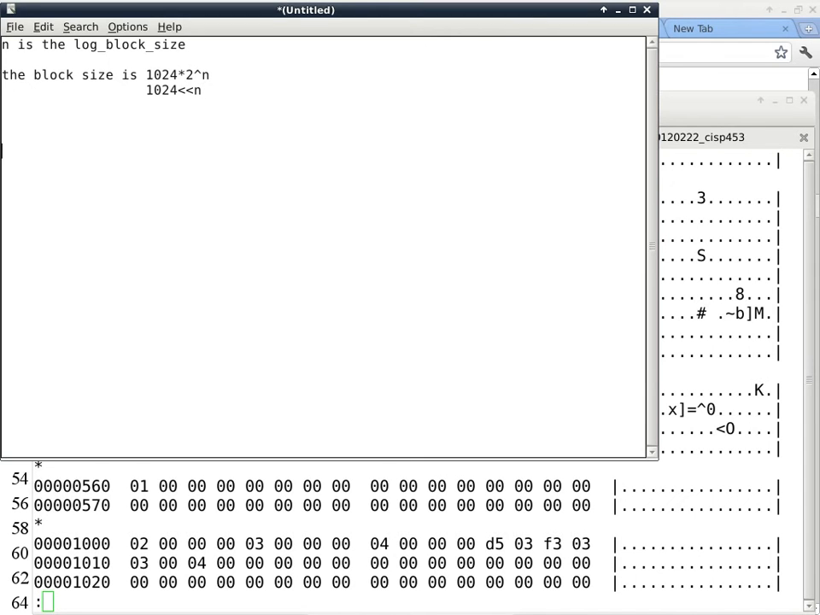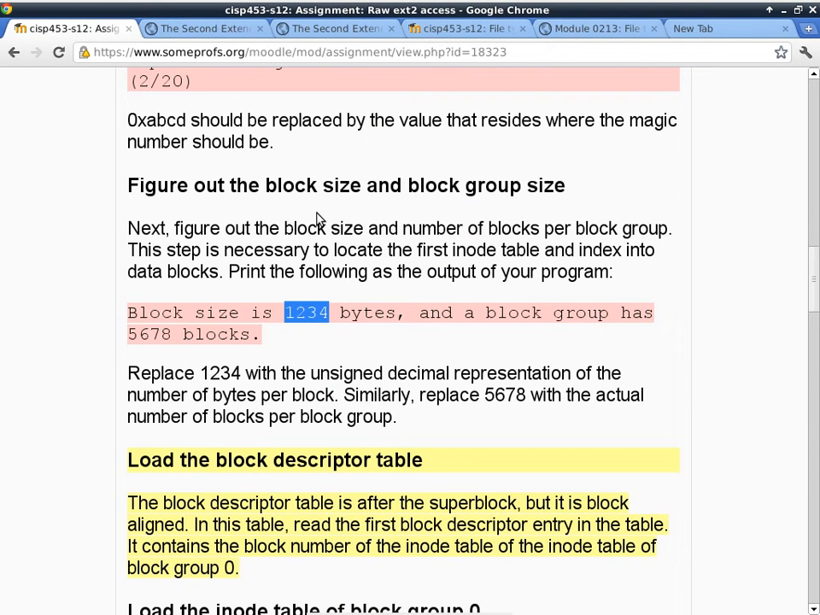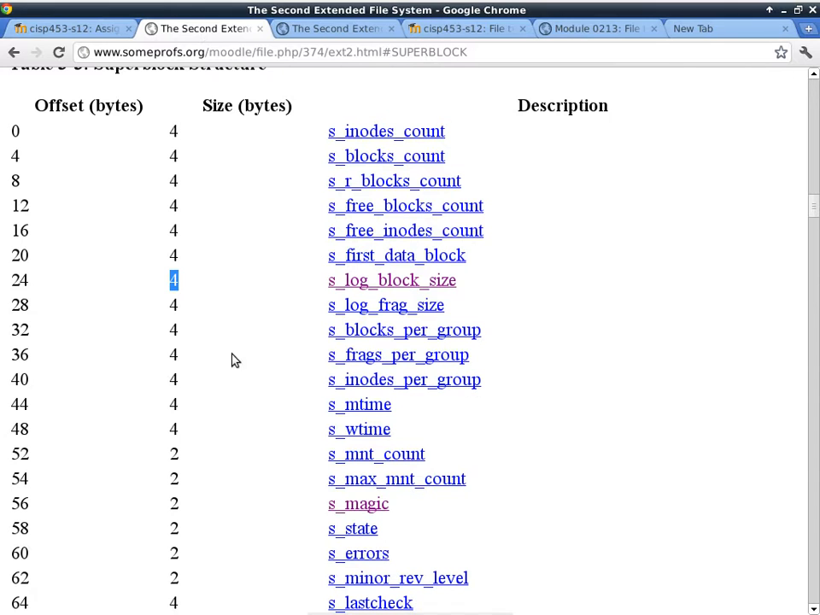Okay, so I'm just going to write some notes here. So in our test case, the block size is 4,096 bytes. Okay. So we got one part of the assignment done here. And then the next thing we want to do is to find out what is a block group. How many blocks do we have in a block group? Okay, so we have to look into here.